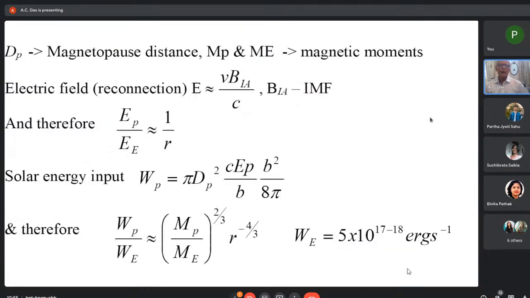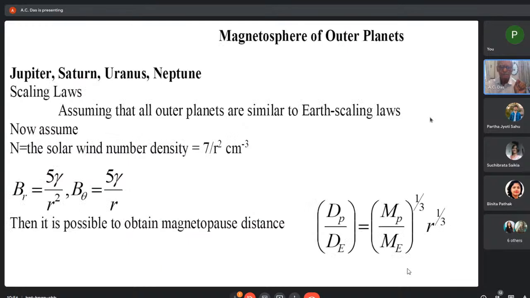You can go back to the other things. So the magnetopause distance, dP and dE, and the magnetic moments: the magnetic moment of the planet Jupiter is greater than the magnetic moment of the Earth. It is possible to obtain the magnetopause distance by using the same formula, where dP by dE is equal to (mP by mE) to the power 1/3 and r to the power 1/3.